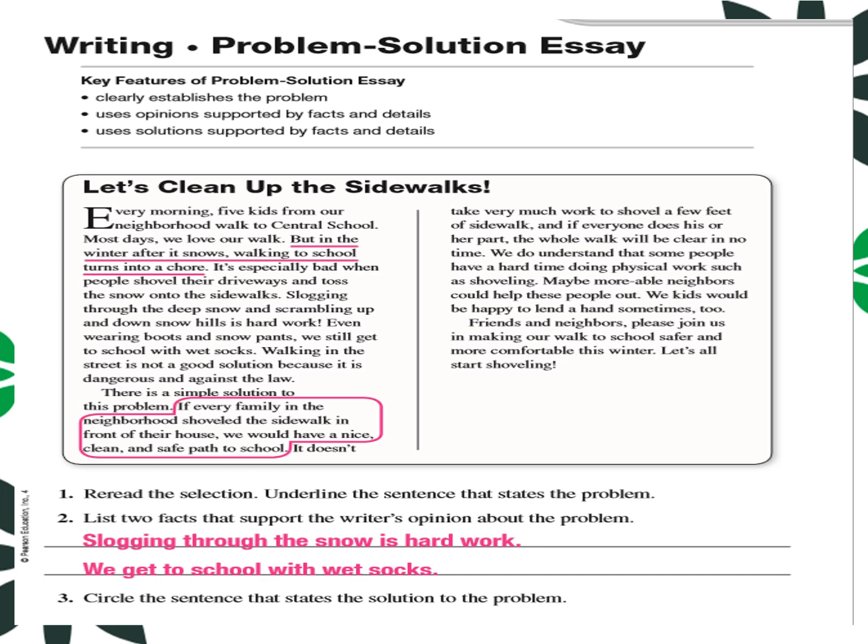Number 1, underline the sentence that states the problem. So the sentence that states the problem is, but in the winter, after it snows, walking to school turns into a chore. And the 2 facts that support the writer's opinion are: slugging through the snow is hard work, and we get to school with wet socks. Finally, the sentence that states the solution is, if every family in the neighborhood shoveled the sidewalk in front of their houses, we would have a nice, clean, and safe path to school.